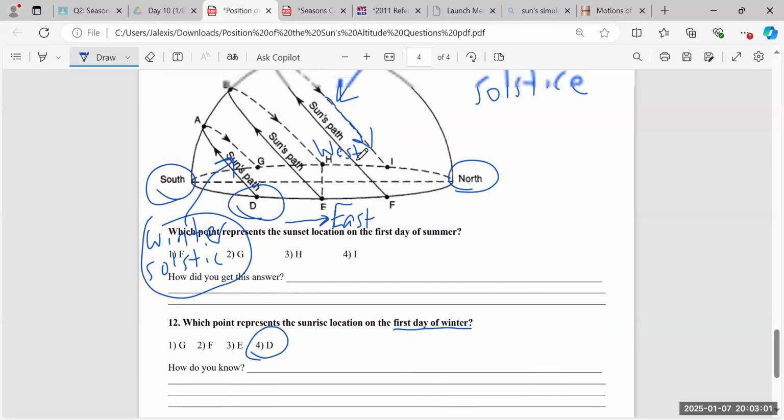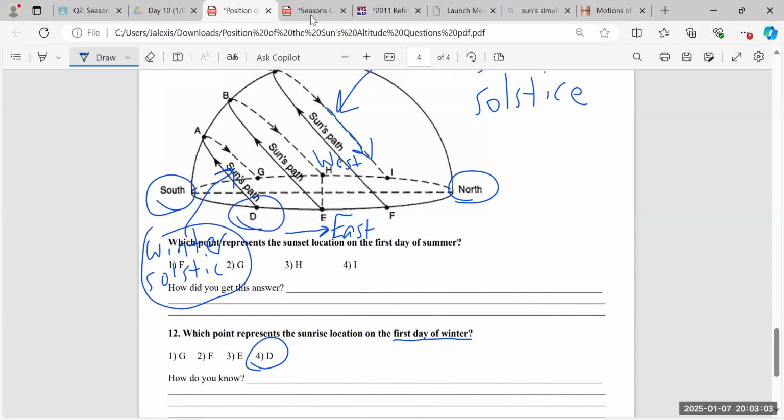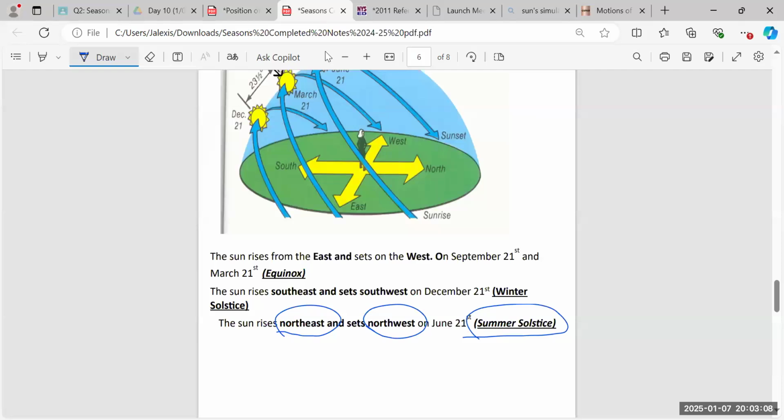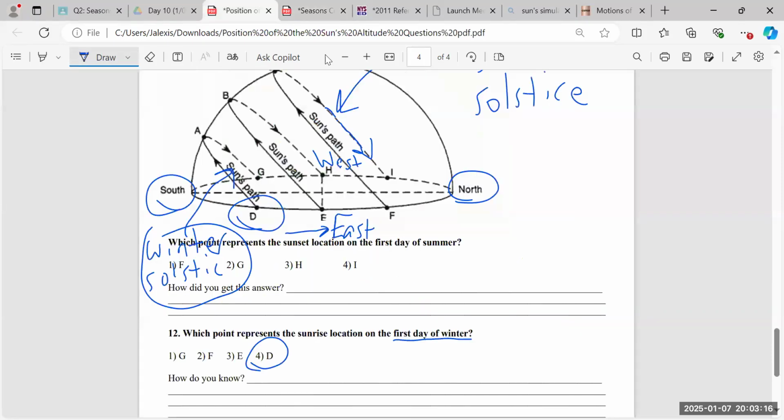And to help us remember, as we said in our notes, for the winter solstice, you can see it right here. The sun rises southeast and sets southwest. So the sun rises southeast, between south and east, and sets southwest. So that's why D is the correct answer.